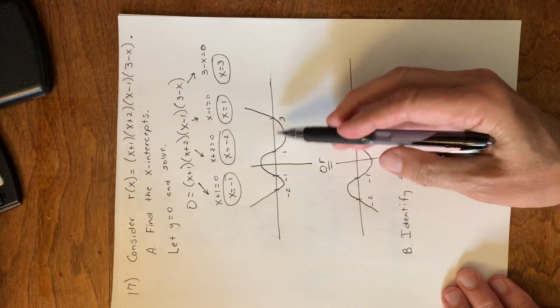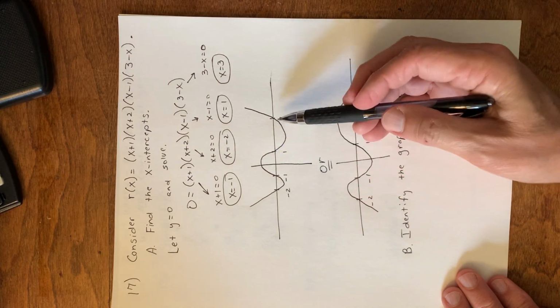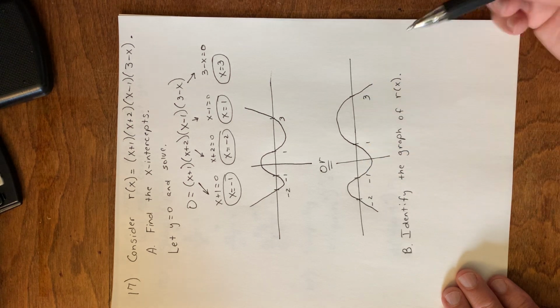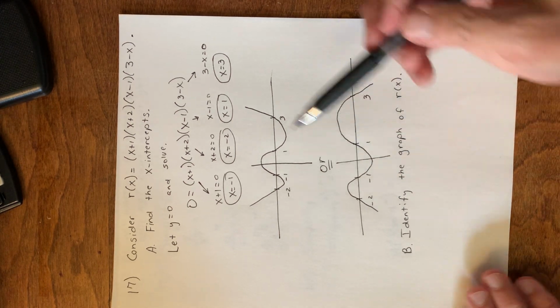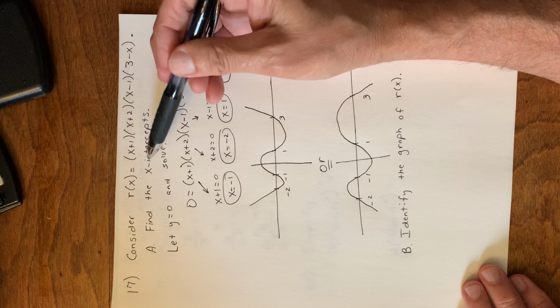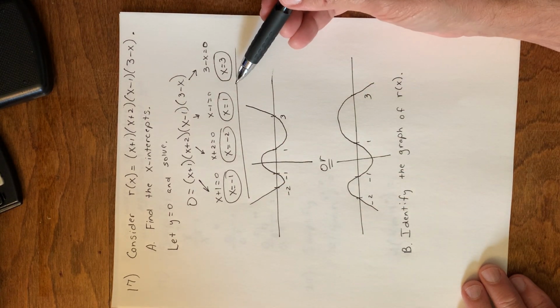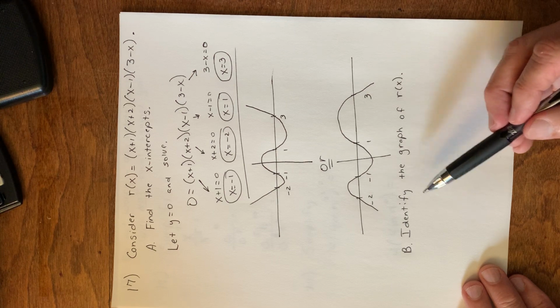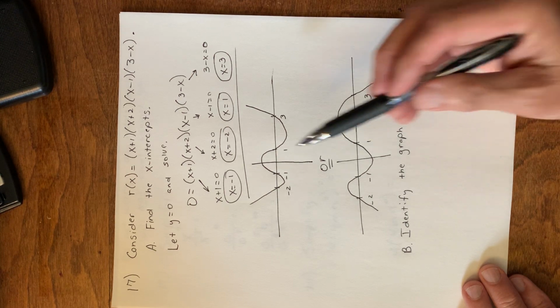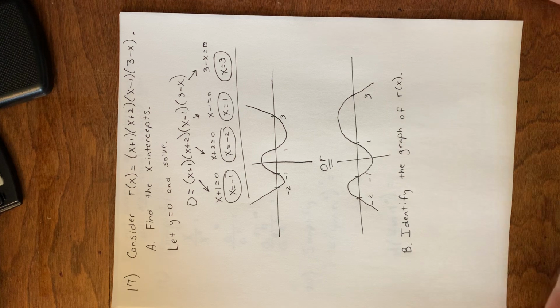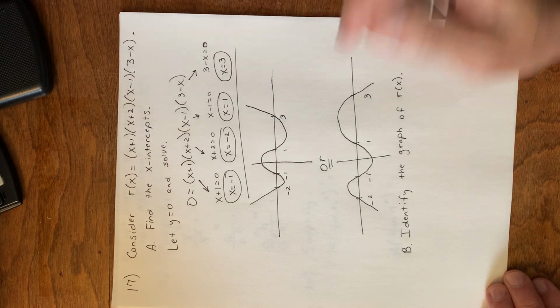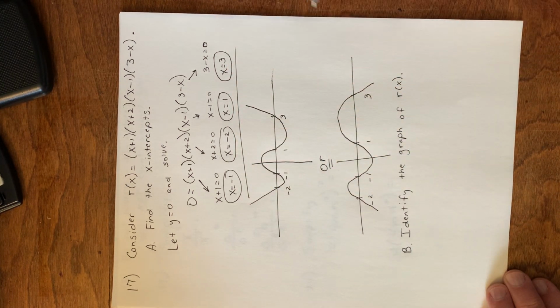That's the only way a curve can go through these 4 points, this or this. Now my second part, after I've found my x-intercepts, which by the way are right here, the question is going to ask me to identify the graph. Which one is it? I don't know. Both of these graphs have these values as x-intercepts.